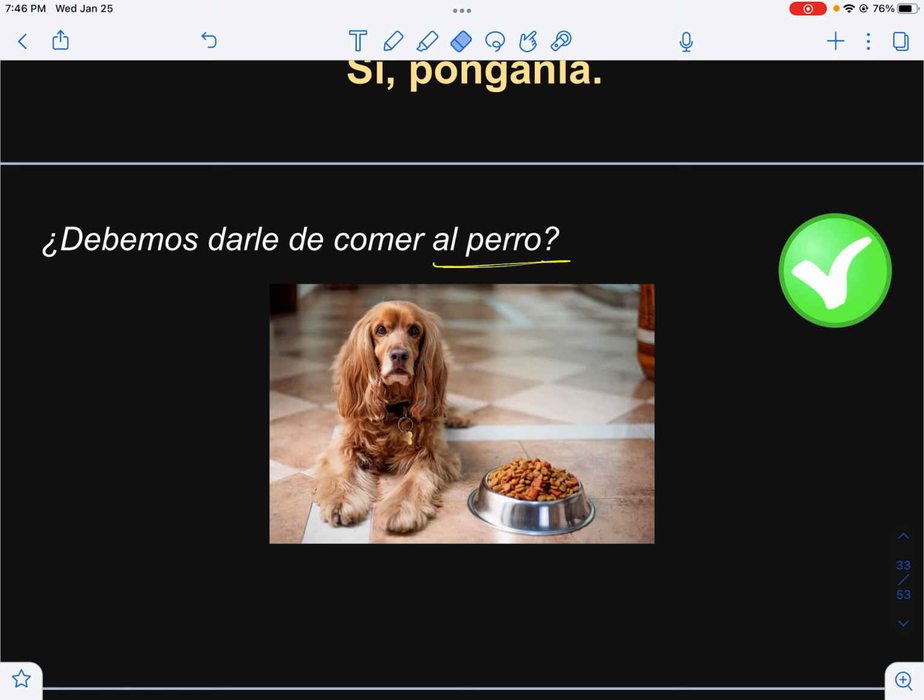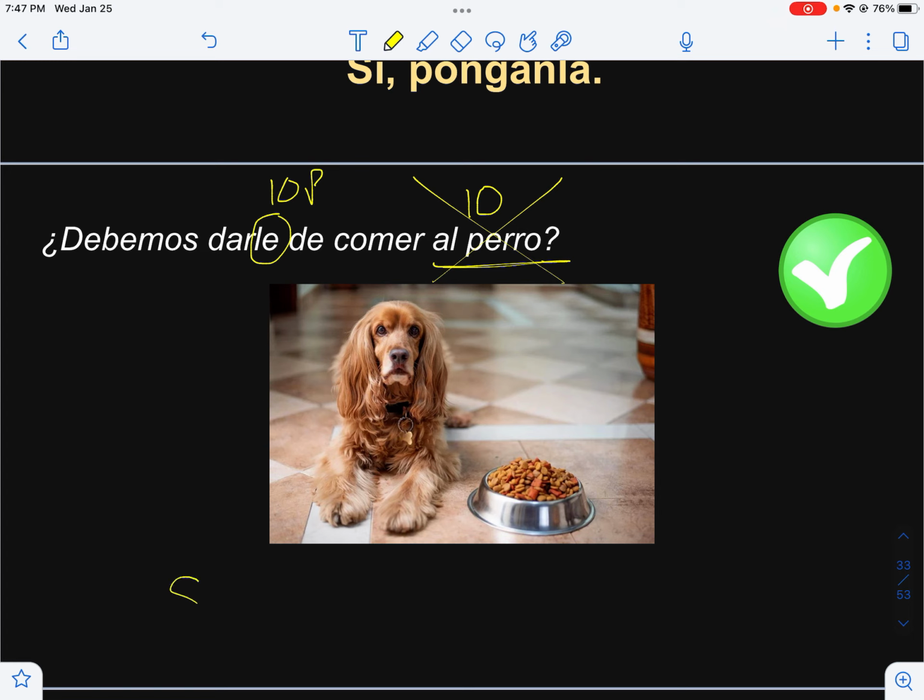Nope, that's wrong. Al perro is naming your indirect object. Le is your indirect object pronoun. So in English we don't do this, but in Spanish we do. Should we give him the food to the dog? We either use him or the dog in English, but in Spanish we use both of them. But when we're answering a question, we're going to ignore this part and just use the le.